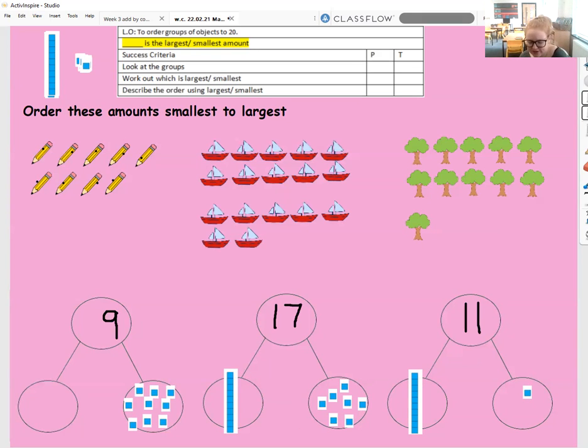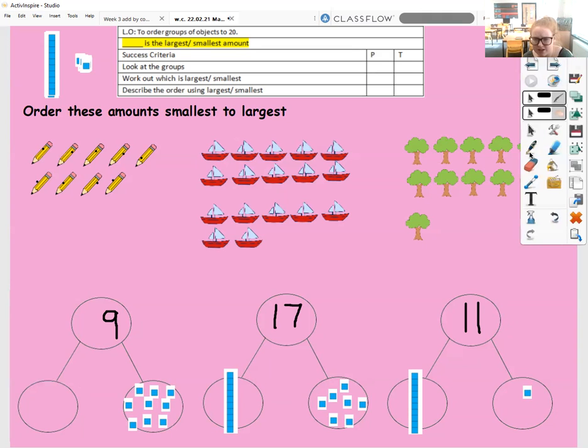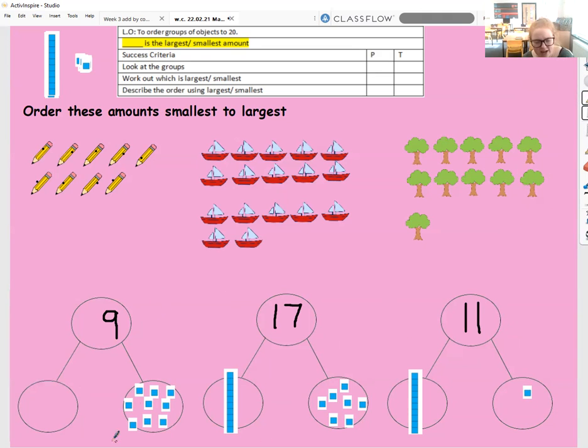So if 9 has 0 10s, but 11 and 17 have 1 10 each, which is the smallest of those numbers? Well, I know it is 9 because 0 10s is smaller than 1 10. So 9 is the smallest. Fantastic. Now I want to know which is the largest.